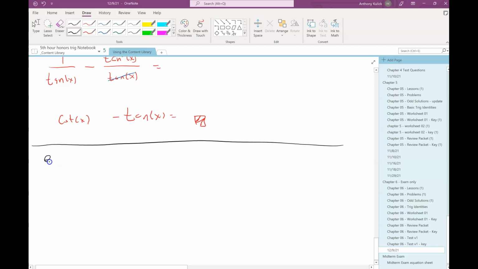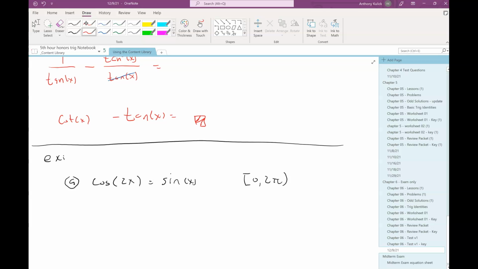So let's do a couple more solving examples here to show you how these new identities can really help make our solving a little bit easier. So let's say we have cosine 2x equals sine x, and we're solving that on the interval from 0 to 2 pi.